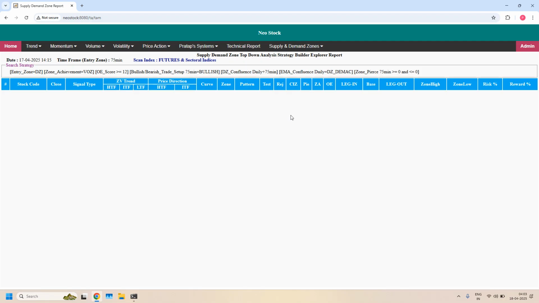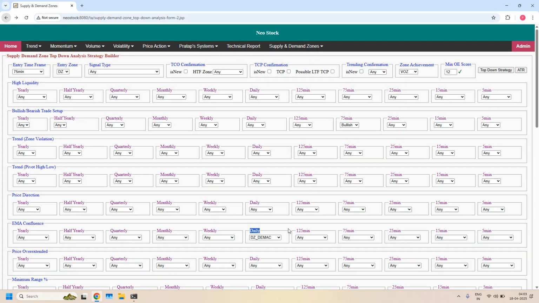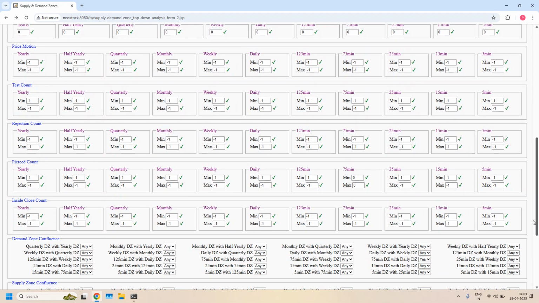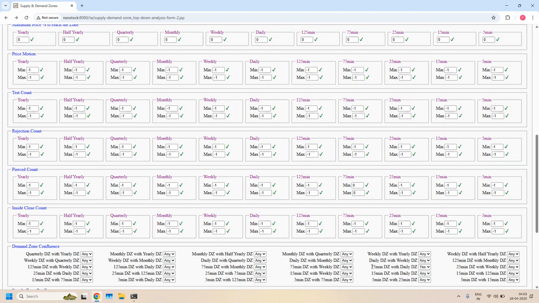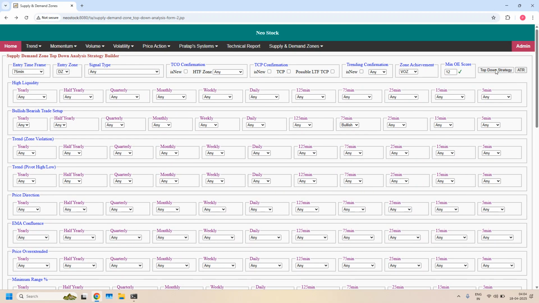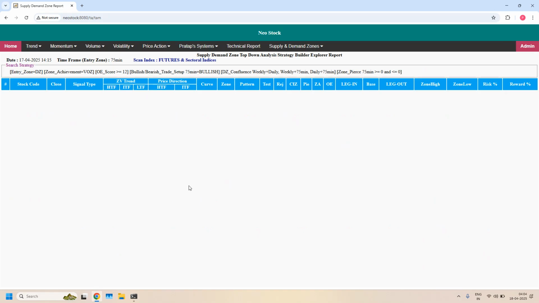Okay, now let us check if that 75 minutes demand zone has even weekly demand zone confluence or not. I am removing the EMA filter. In the demand zone confluence, we have to set 3 filters. First filter is already enabled, 75 with daily demand zone confluence. Next, 75 minutes demand zone with weekly demand zone confluence. Then daily demand zone with weekly demand zone confluence. With all the 3 filters, that is not having even HTF confluence. So this is about a bullish trade setup for weekly income trade.